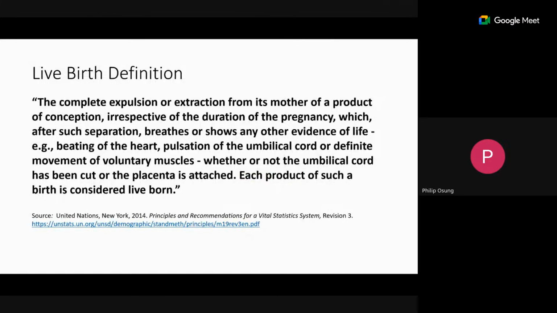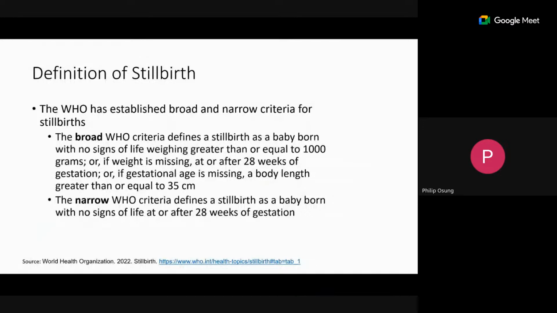So live births, the more narrow, simple definition, would be any birth where there are signs of life, even if it's just for a second, a few seconds, or 1 minute. That birth is termed a live birth. And for stillbirth, like I mentioned, there is a broad WHO criteria, but there's also a narrower criteria, which defines stillbirth as a baby born with no signs of life at or after 28 weeks of gestational pregnancy.